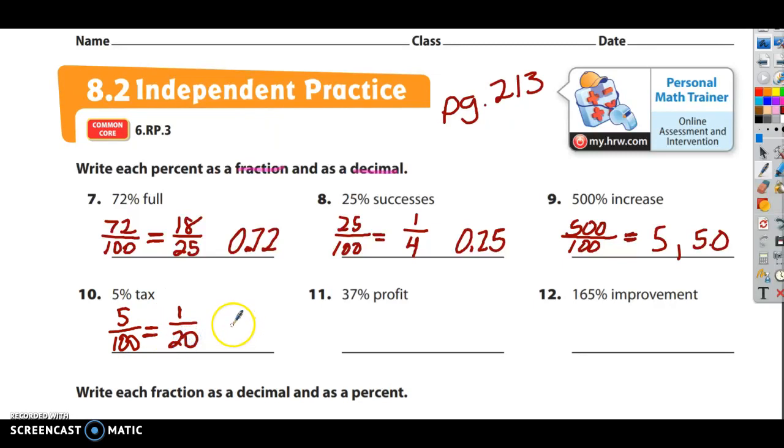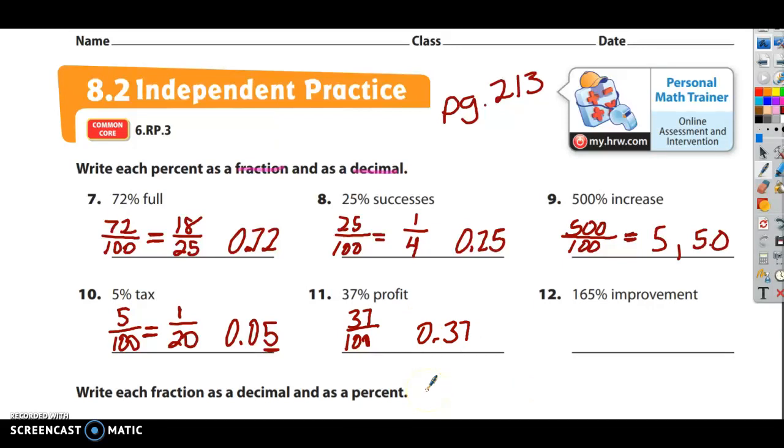And 5% means 0.05. This 5 needs to be in the hundredths place, because 5 out of 100 means 5%, 5 in the hundredths place. 37%, this is the only one out of these that wouldn't simplify, because 37 and 100 don't share a factor. And 0.37. That's the easiest one out of all of them.